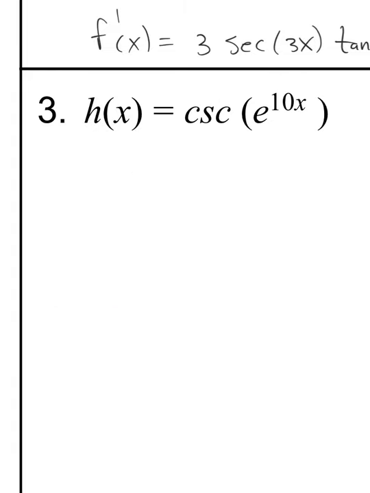Number three, this is also a chain rule. We only see the letter x once, but we see three functions here: cosecant, e, and 10x. So that is a double chain. For my first chain, the outer function is cosecant, because this is the function that's doing something to the other two. We're taking the cosecant of. So my outer function is cosecant. The inner function is always everything else, e to the 10x. All right, I need all three of my functions accounted for.